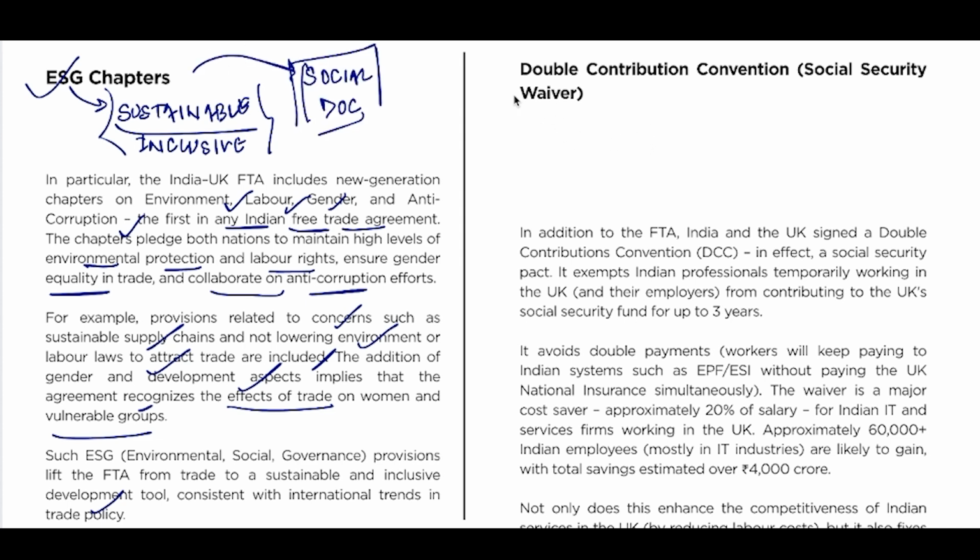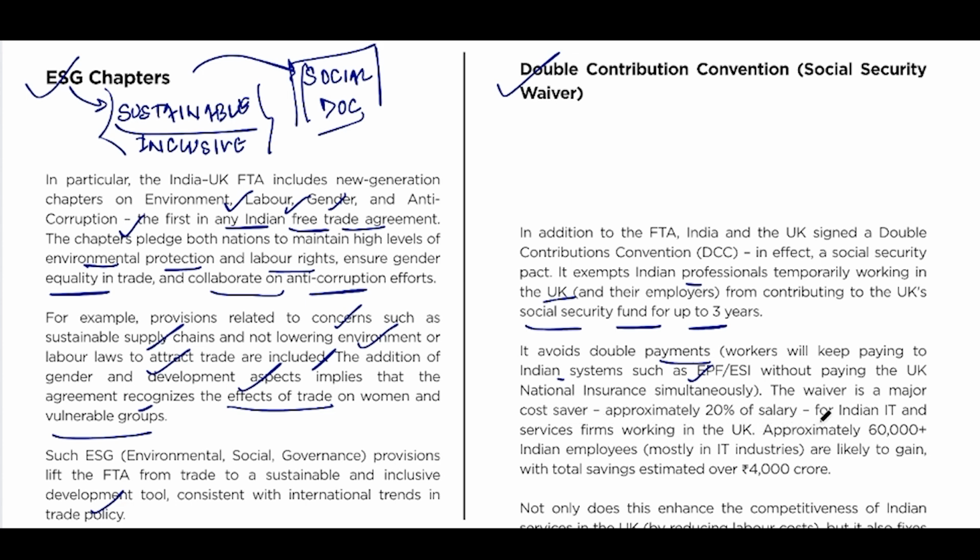Then a double contribution convention, or social security waiver, has been provided. So what is it? It exempts Indian professionals temporarily working in the UK and their employers from contributing to the UK's social security fund for up to 3 years. It avoids double payments. Workers will keep paying to Indian systems such as the Employees Provident Fund without paying the UK national insurance simultaneously. The waiver is a major cost saver.